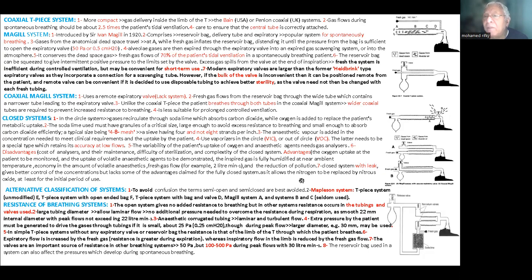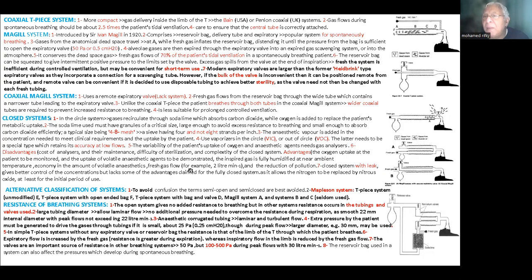Sometimes we ought to make it not a completely closed system, but semi-closed, so that at the beginning of anesthesia we can first get rid of the nitrogen which is present in the circuit, and then close it to be a completely closed circuit. Of course, the semi-closed increases the incidence of pollution.